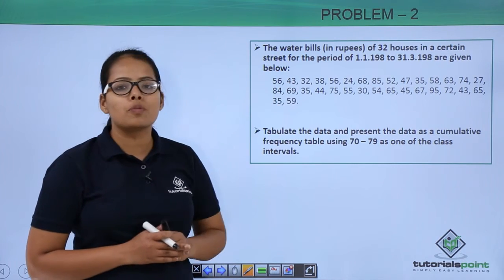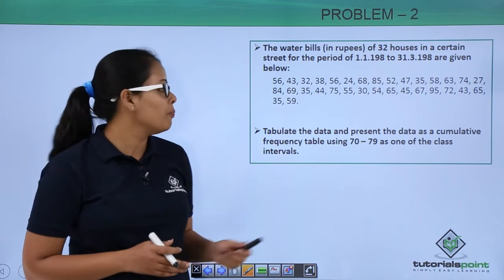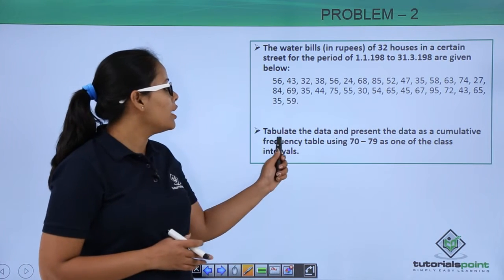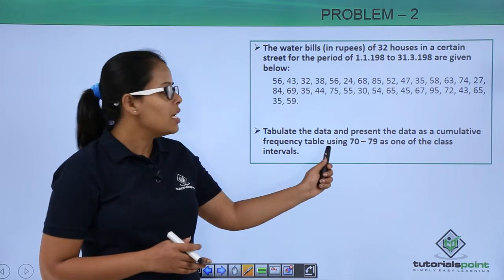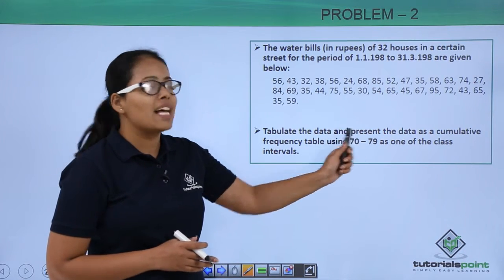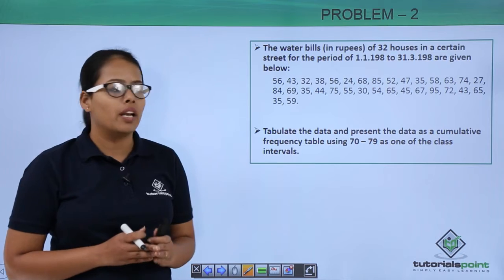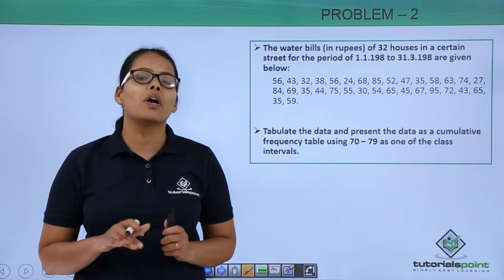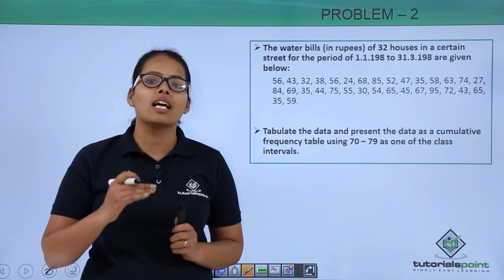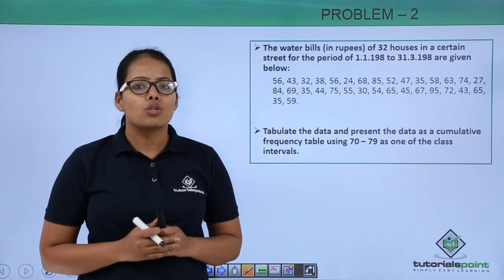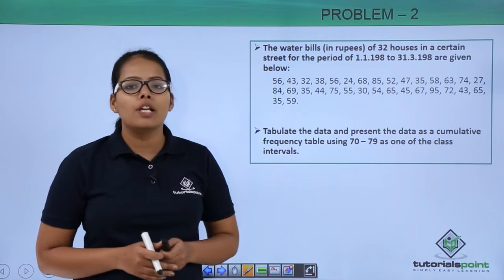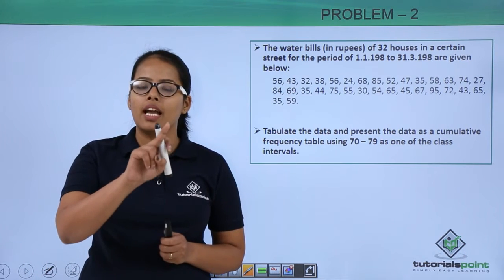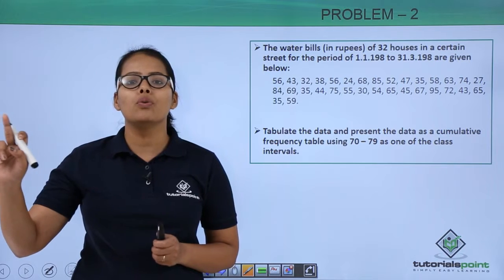So using these observations, what do you need to calculate? Tabulate the data and present the data as a cumulative frequency table using 70 to 79 as one of the class intervals. As they are saying that you are going to use this interval as one of the class intervals in the class interval sequence. So from this class interval you can easily calculate the class size, which is going to be 79 minus 70, which will give you 9.